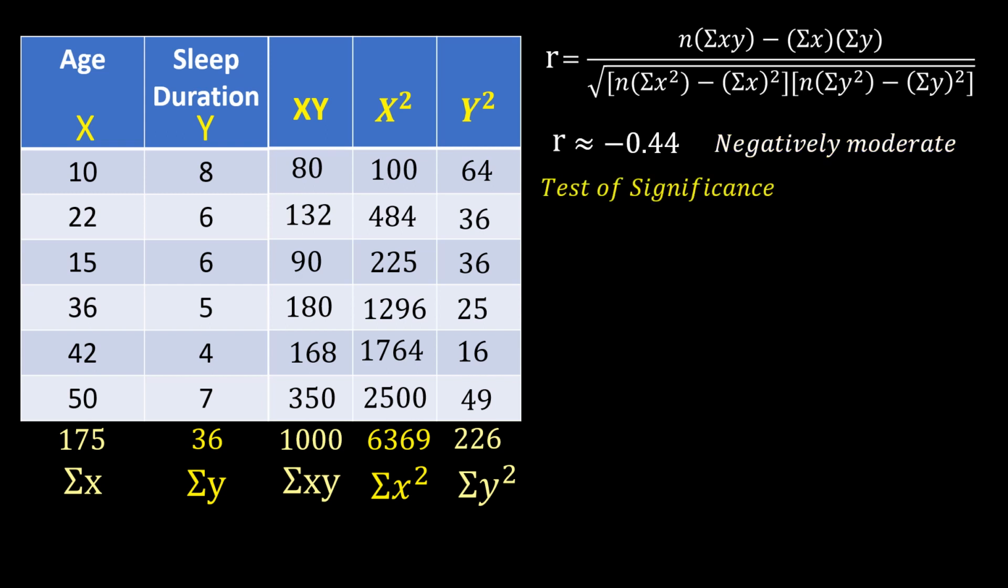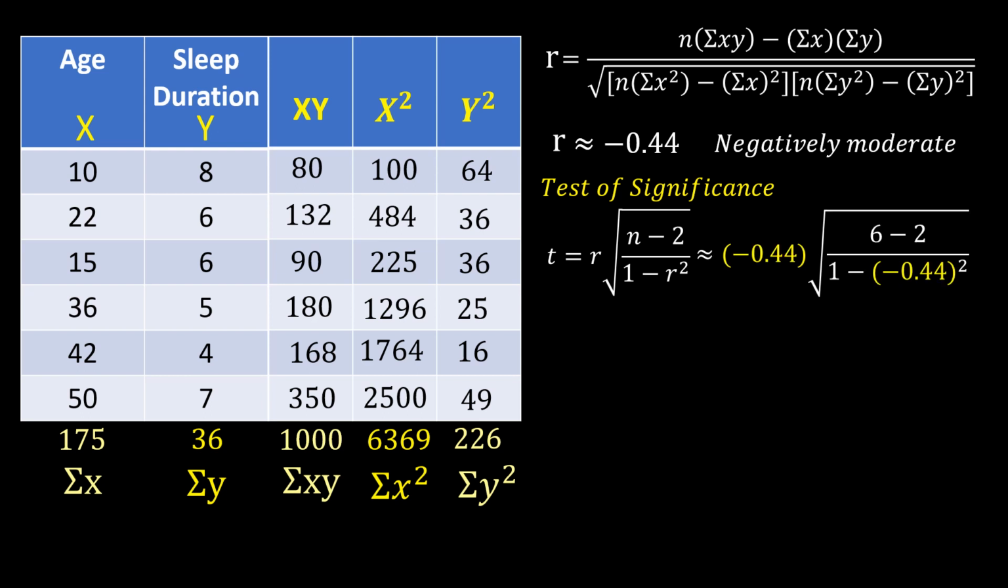So let's test the significance of this using the formula for t: r times the square root of n minus 2, all over 1 minus r squared. So let's replace n with the number of pairs, which is 6. So 6 minus 2. Meanwhile, for r, we're going to replace it with the value negative 0.44. And that's the time we start computing. So 6 minus 2 is 4.